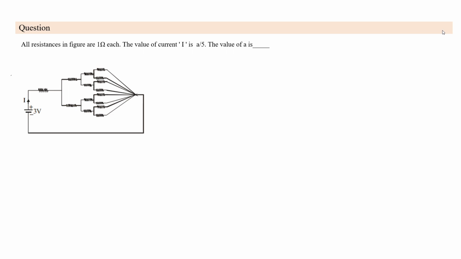Always remember that when two resistances are equal and in parallel, just halve it. So R in parallel is R by 2, adding this with R gives 3R by 2. 3R by 2 again becomes half, that will become 3R by 4. Then 3R by 4 is combined with R.